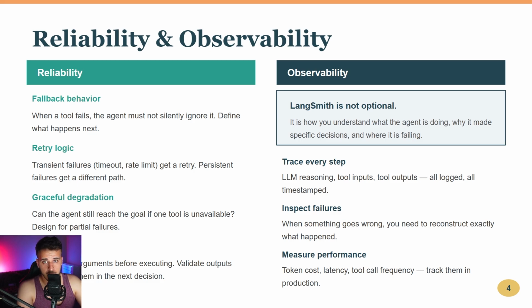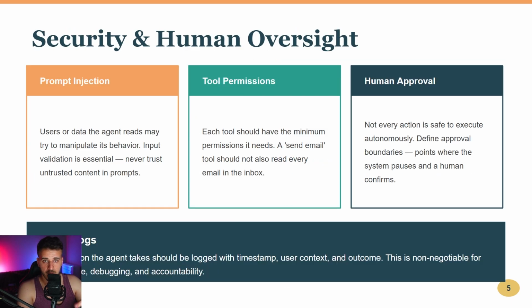And let me tell you something. Latency can turn off users. Token cost can close your business down, so you need to always remember these things.